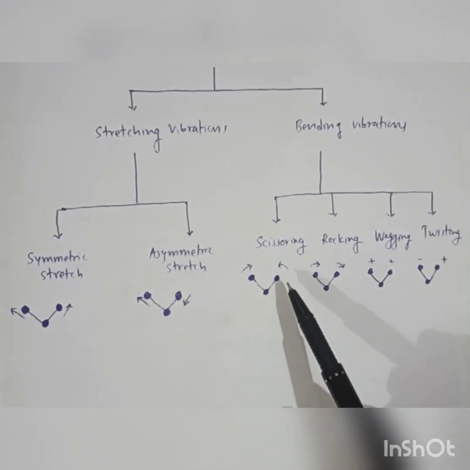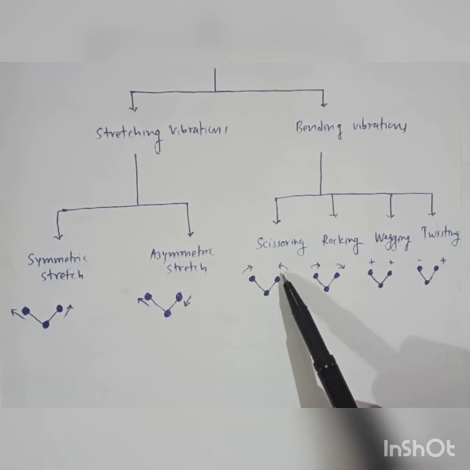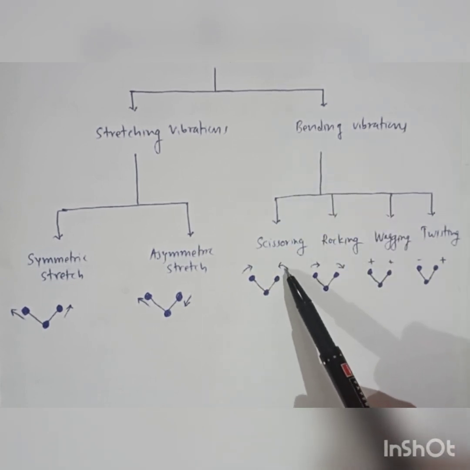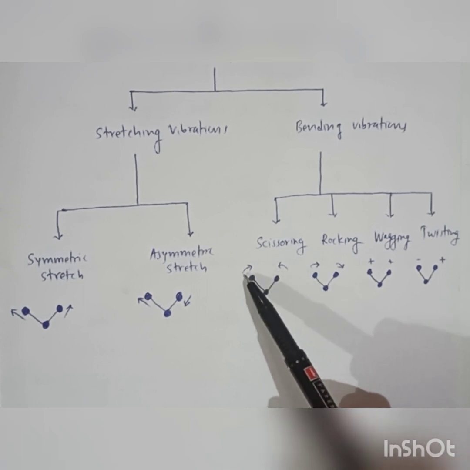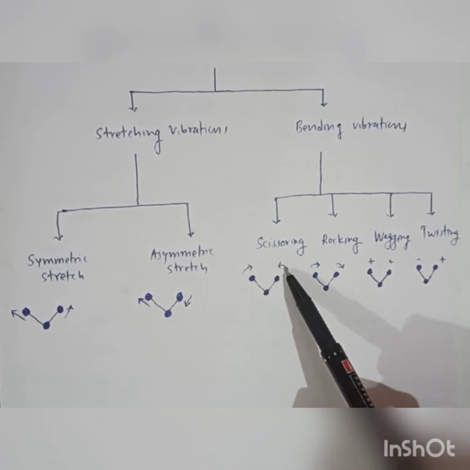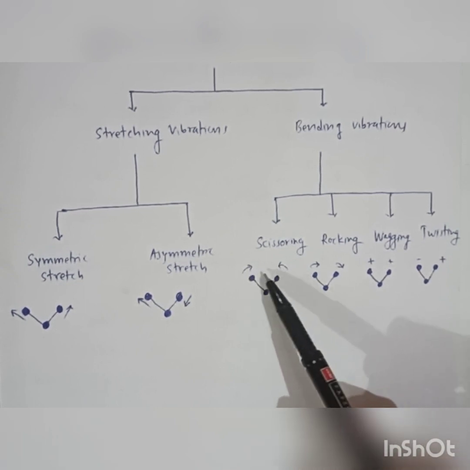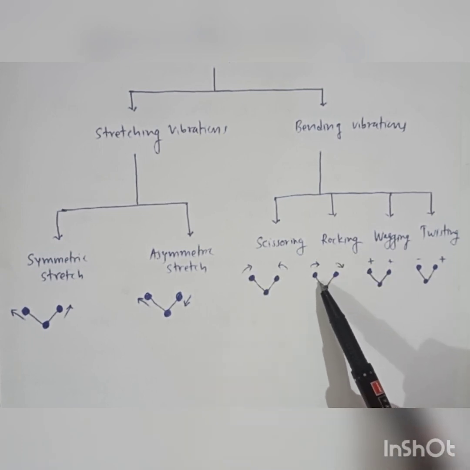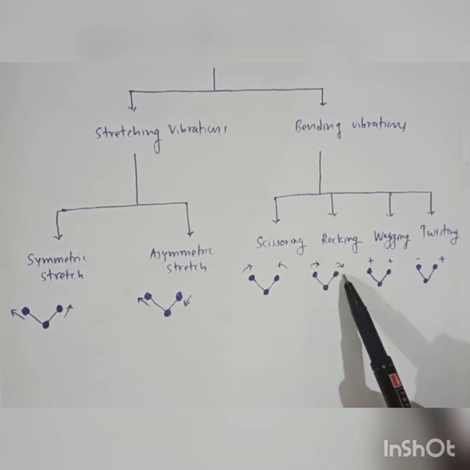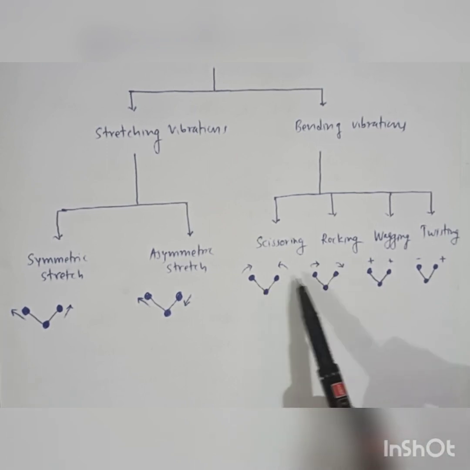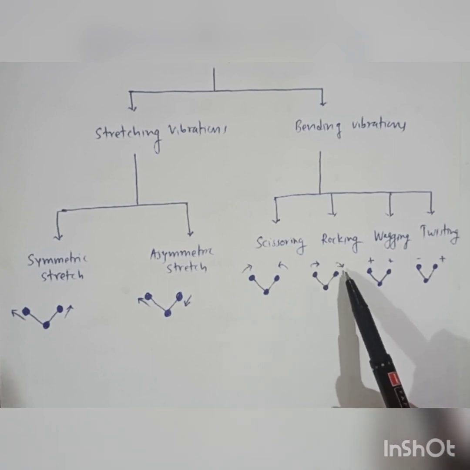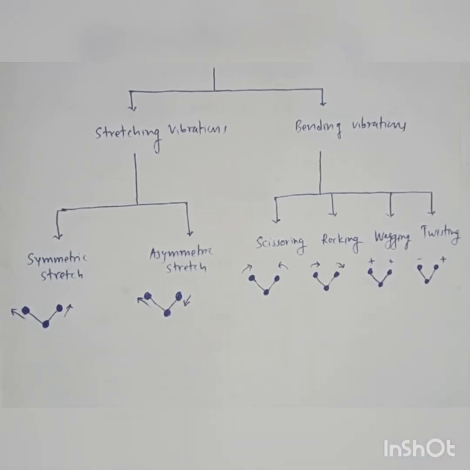Scissoring, like a scissor. These are the bending vibrations, four types. So bending, scissoring: both the bonds are vibrating in the same direction of the arrow. Rocking, they are vibrating in this direction. See the difference between scissoring and rocking. In rocking they are in the same direction, whereas in scissoring they are in opposite directions.